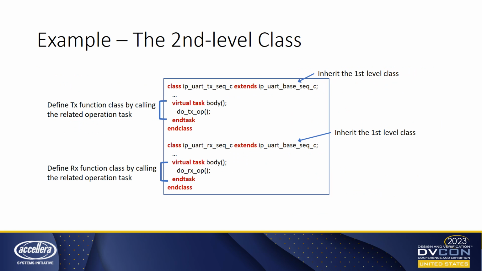Here is an example of the second level class. First, the second level class inherits the first level class, and then we defined 2 classes to perform transmit and receive function of UART. The second level class has the body task that was not in the first class. And the body task is implemented by calling the task from the first layer class.